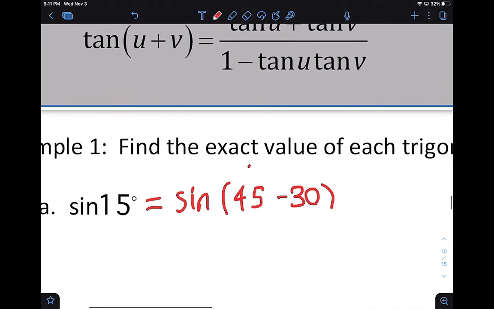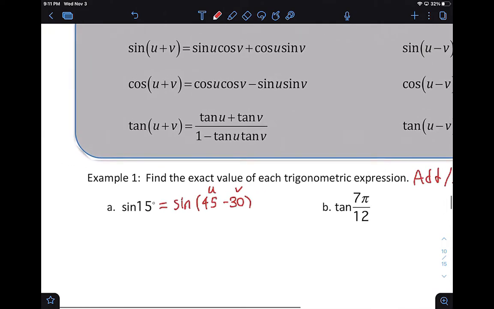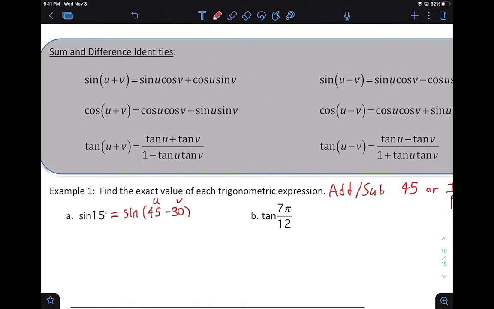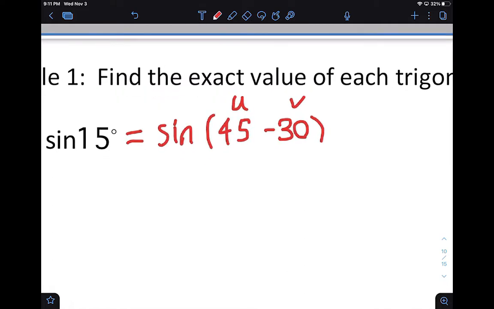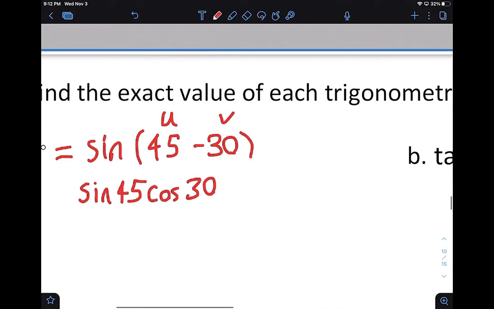And then we're going to label this with a U and a V. And then we're going to use this sine formula that's got sine of an angle minus another angle. That calls for sine of U, so in our case, sine of 45 degrees, times cosine of 30. And then you'll do minus, you keep the same sign, and then that'll be sine of 30 degrees and then cosine of 45.